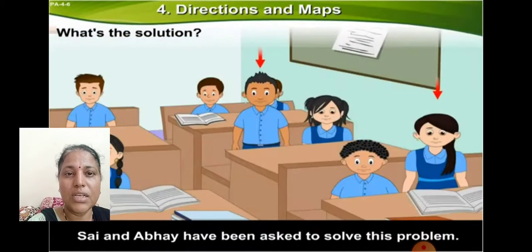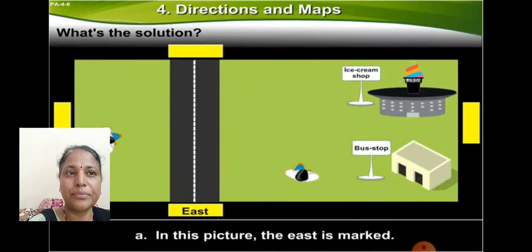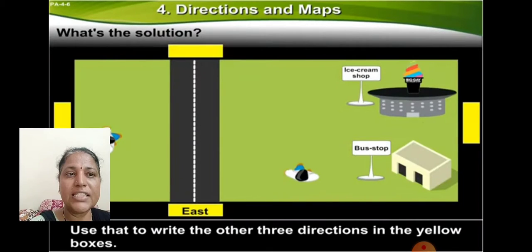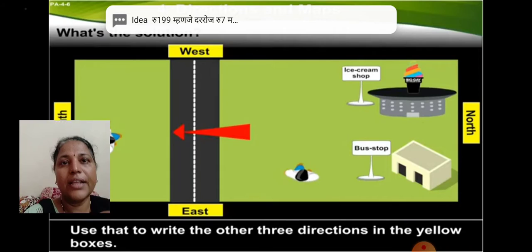What is the solution? Sai and Abhay have been asked to solve the problem. Can you help them? In this picture, the east is marked. Use that to write the other three directions in your yellow boxes. This here is the east direction. It's the north direction and it's the south direction.